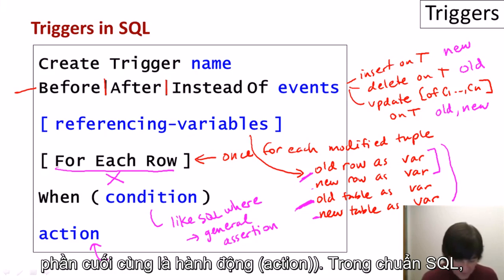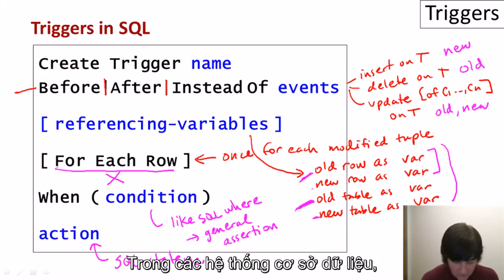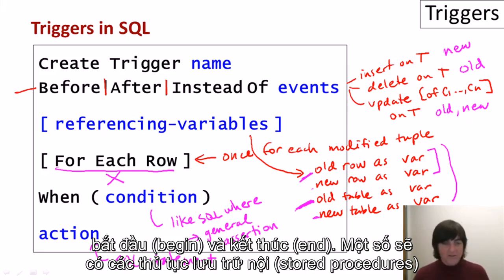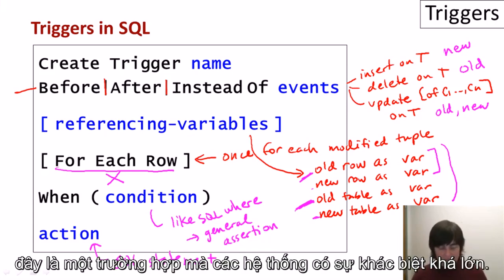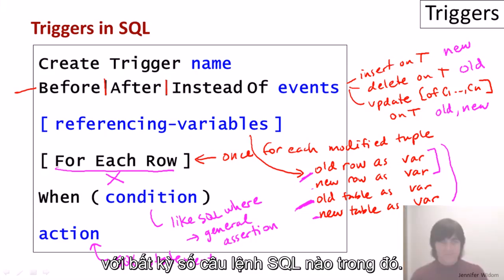In the SQL standard, the action is a SQL statement. In systems, some systems will have a set of SQL statements in a begin-end bracket. Some will have stored procedures. So this is a case where the systems do vary quite a bit. We'll be using SQLite, which has as its action begin and end with any number of SQL statements within it.